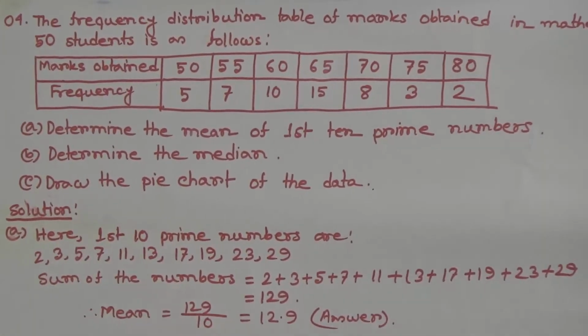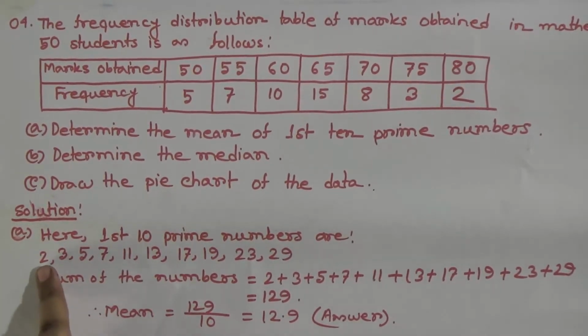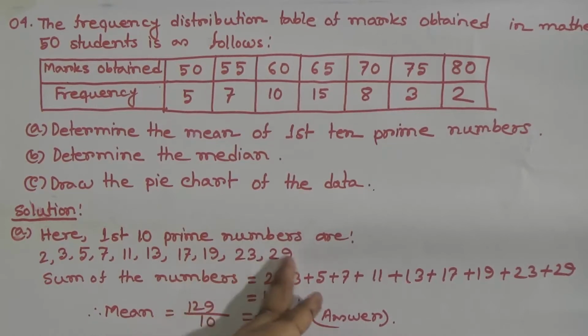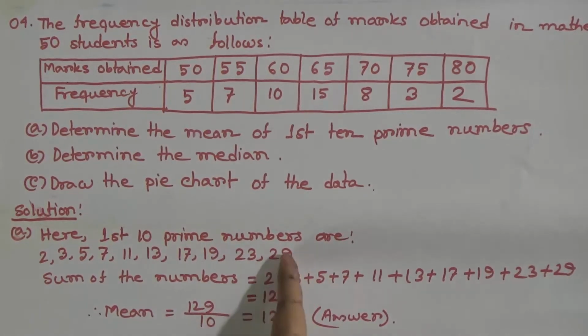So the first prime number is 2, and 2 is the only even number which is a prime number. So 2, then 3, then 5, then 7, then 11, then 13, then 17, then 19, then 23, then 29. So my dear students, these are the 10 prime numbers. Why are these prime numbers? Because they have only two factors, 1 and itself. Just like 29, it has only two factors, 1 and 29.